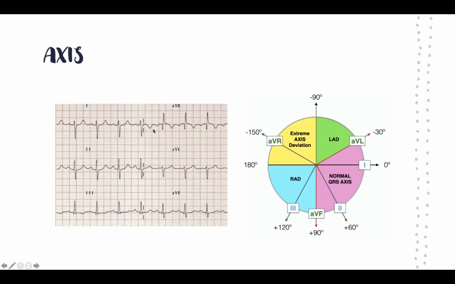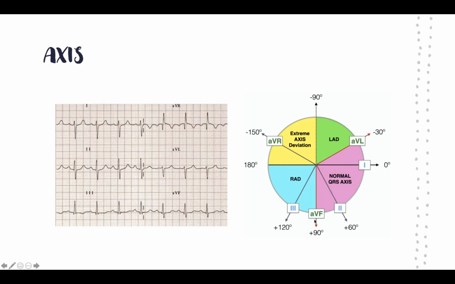Let's have a look at an example. There are a number of different ways to calculate axis, but my favorite way is to look at lead one and AVF. Lead one is my x-axis and AVF is my y-axis. Here you can see that lead one seems to be more negative. The QRS is more in the negative direction. Therefore, I know it's going to be on this side of the line, because this is my lead one and it's negative, so it's going to be floating around here.